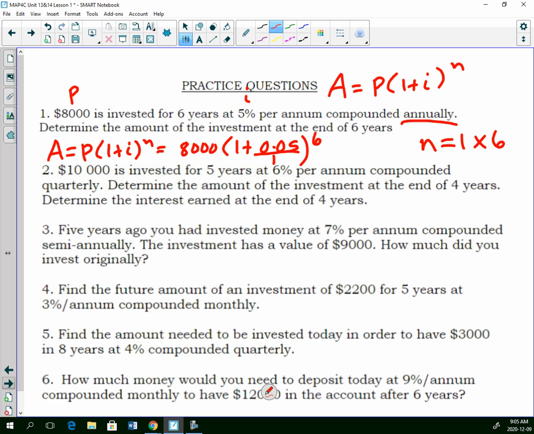And then I just type it into my calculator. So you can type it in as it is. I'm going to add the 5% to the 1. I'm going to do the exponent first, and then I'm going to multiply by $8,000. So I end up at the end with 10,720.77. Let's take that out. So it is 1 times 6. So how much interest did I earn?